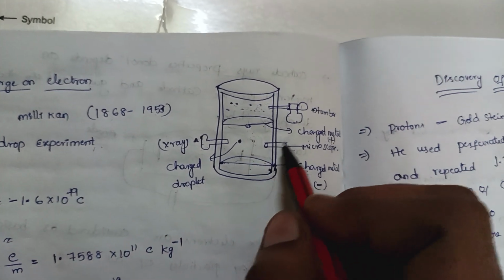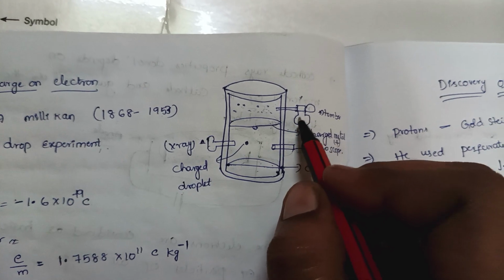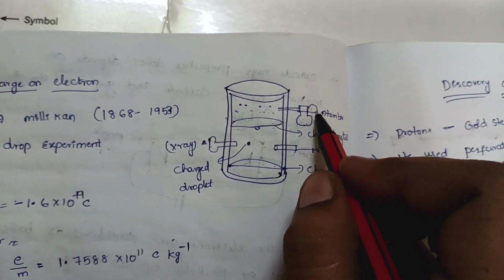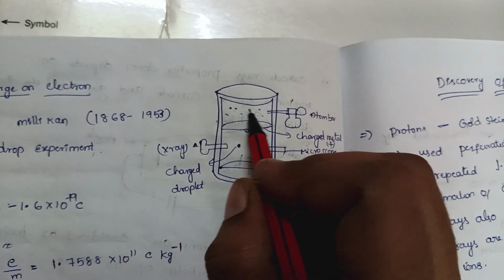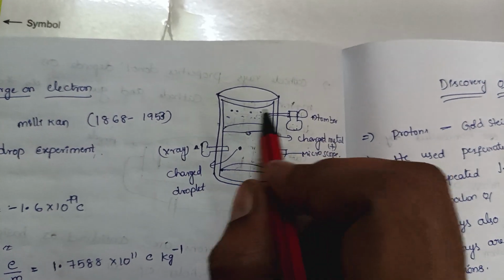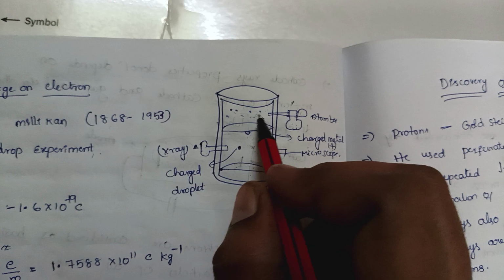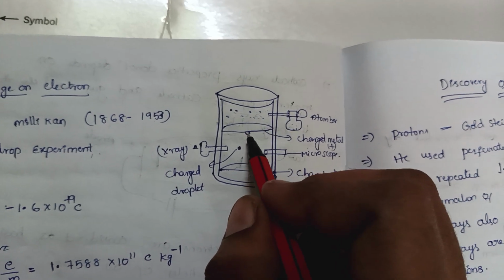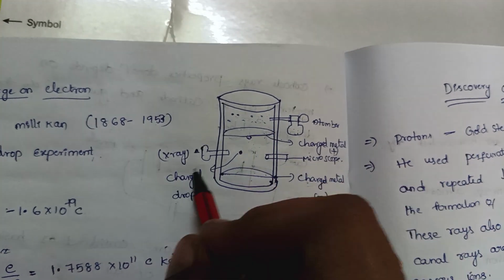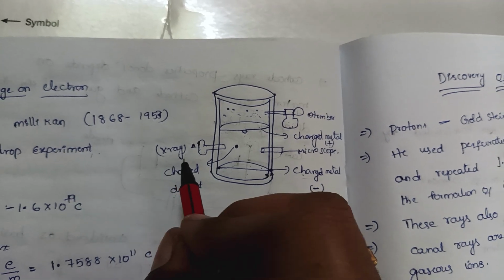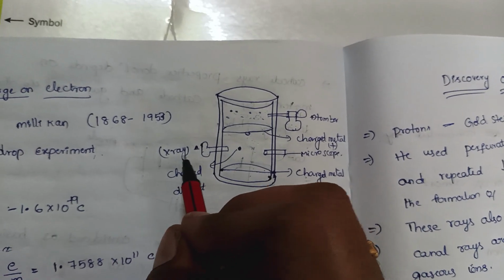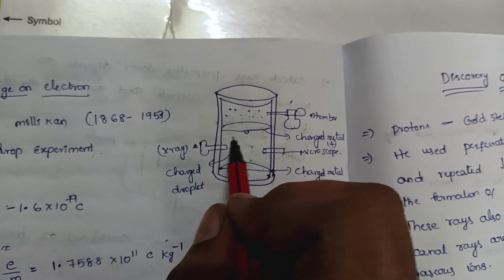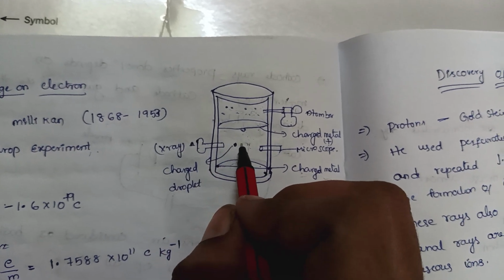This is a microscope. This is an atomizer, meaning oil is present in it. Whenever you press this rubber bulb, a mist of oil drops comes out, and these oil drops move into this metal plate. It has a hole, and after that X-rays are passed into the tube. Whenever X-rays are applied to air, ionization will occur.